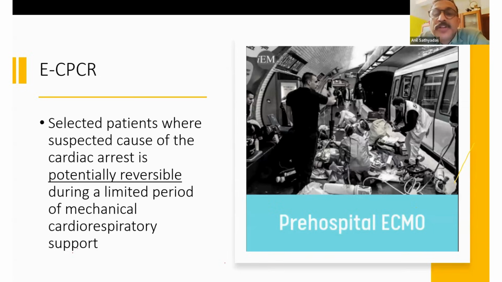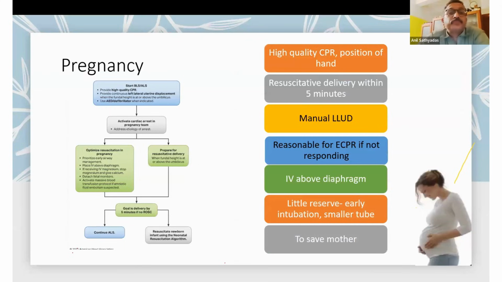So which patients would we select? The most important thing is that the disease process should be potentially reversible within a few days, during a limited period of mechanical cardiorespiratory support. Typical examples are amniotic fluid embolism and myocarditis. So these are patients where you think of eCPR.